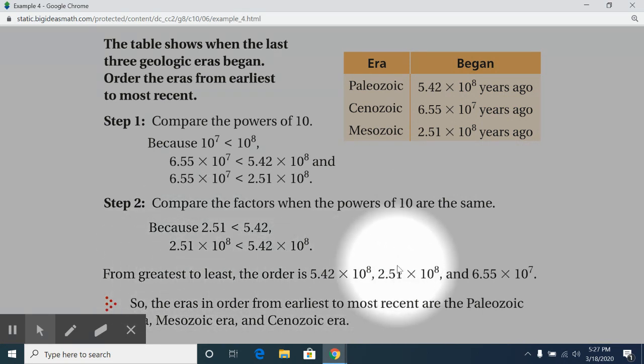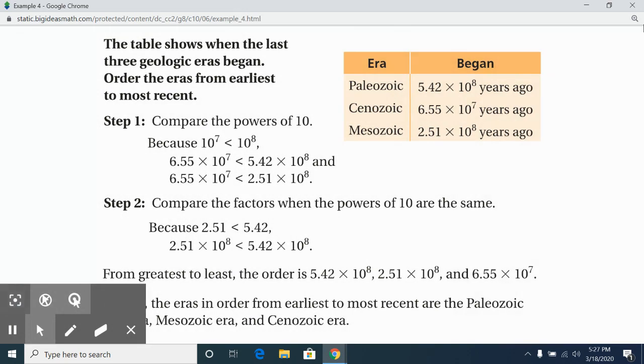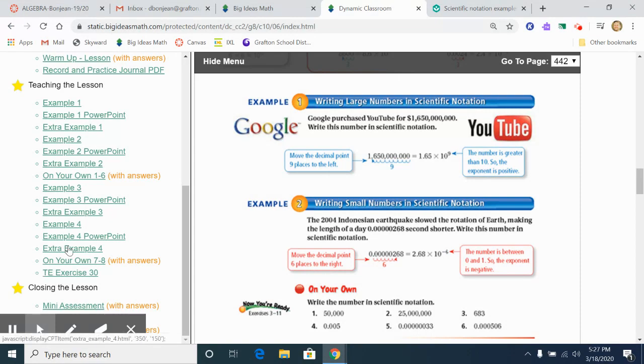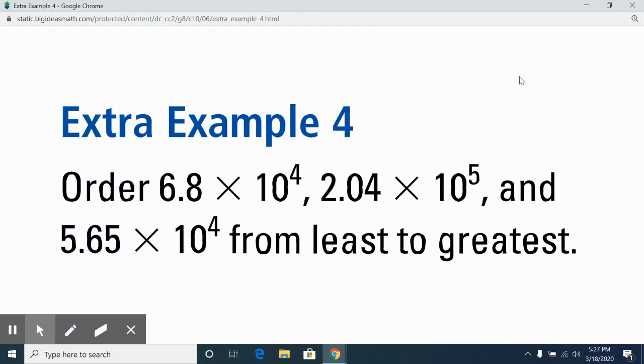But again, most importantly, can we compare these numbers? Can we just compare these numbers? That's what we're looking for. All right, let's find out if we can do that.